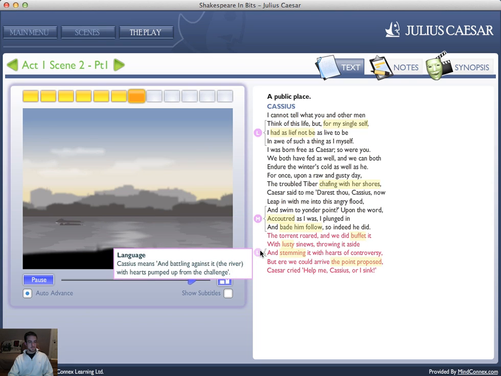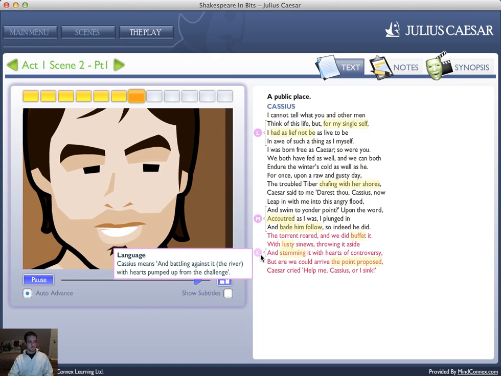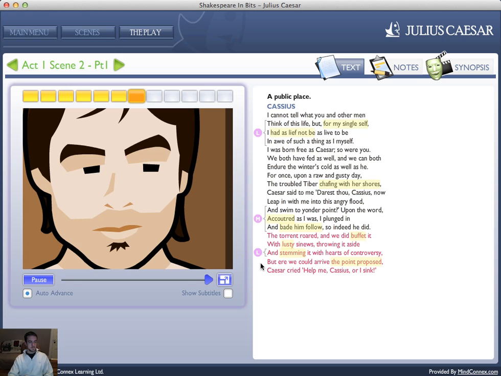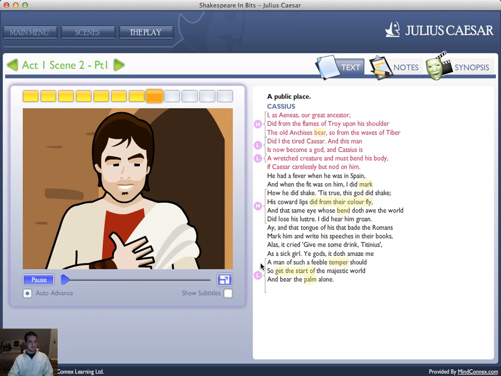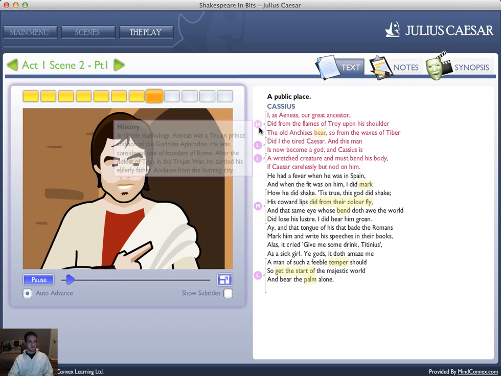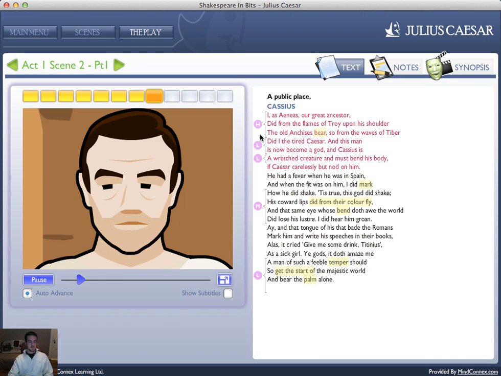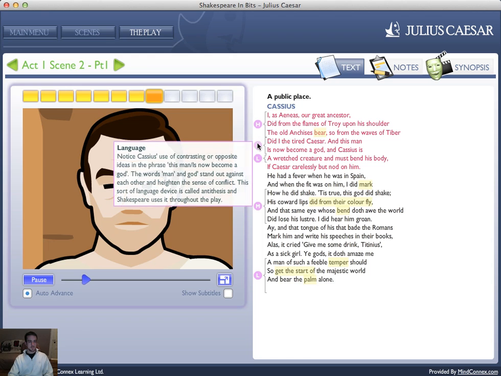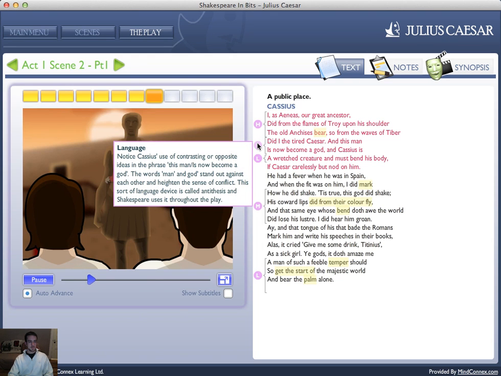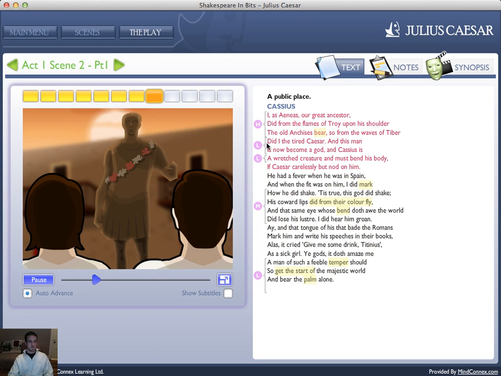But ere we could arrive the point proposed, Caesar cried, "Help me, Cassius, or I sink." I, as Aeneas, our great ancestor, did from the flames of Troy upon his shoulder the old Anchises bear, so from the waves of Tiber did I the tired Caesar. And this man is now become a god, and Cassius is a wretched creature and must bend his body if Caesar carelessly but nod on him.